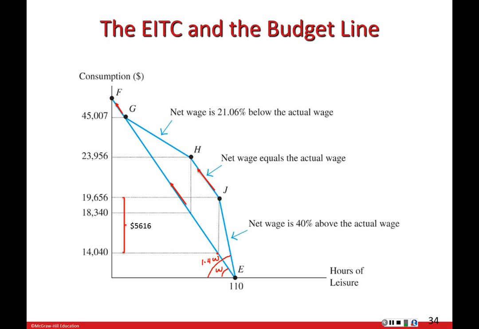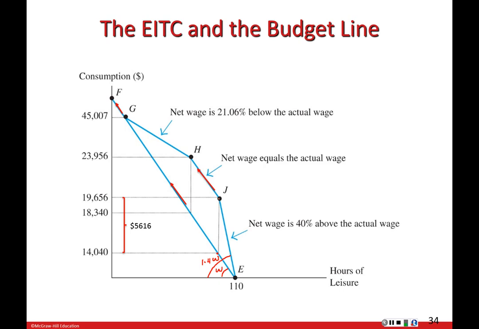Remember, that original budget line is what shows us the actual earned income, the amount that the household earns from selling its labor. That's given by this, right? The other line gives us the household's actual income. That is earned income plus the tax credit, right? So in this range here, the household makes 1.4 times its wage up to point J, correct?